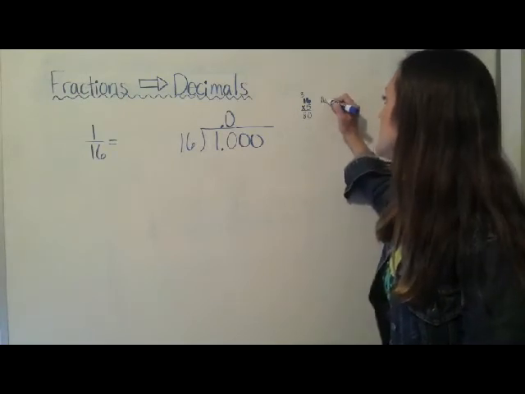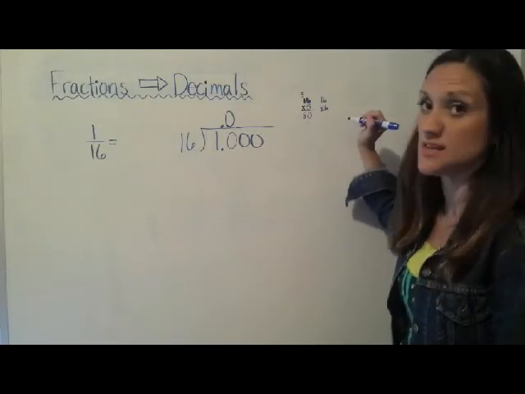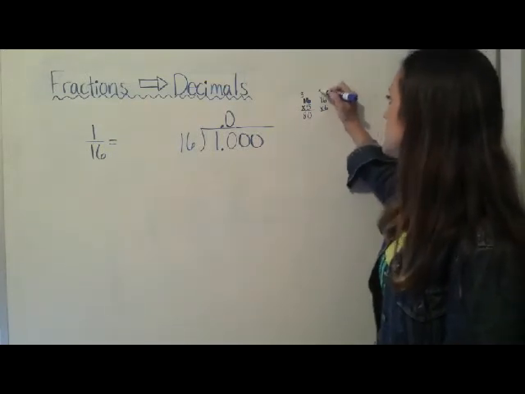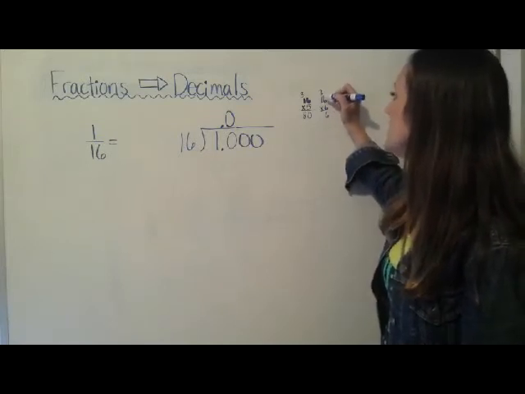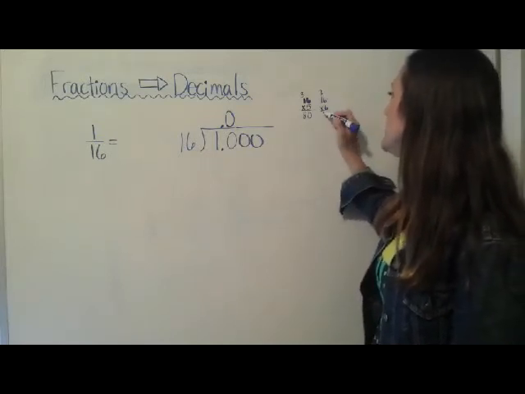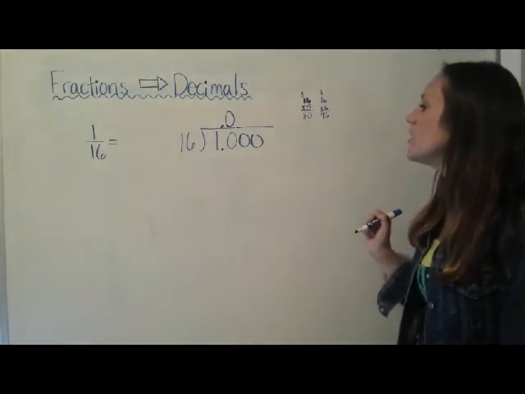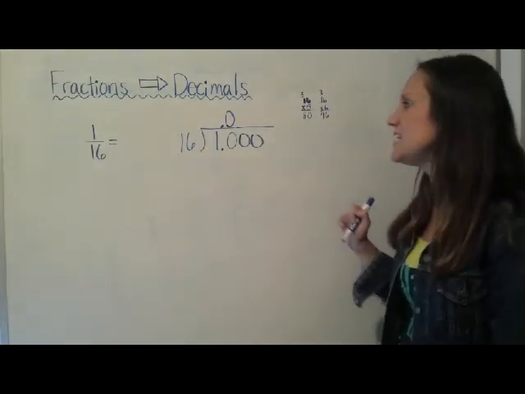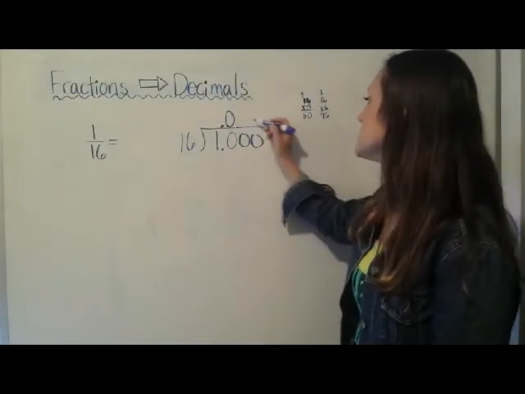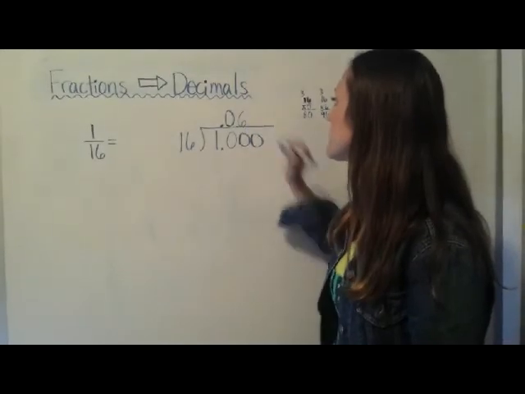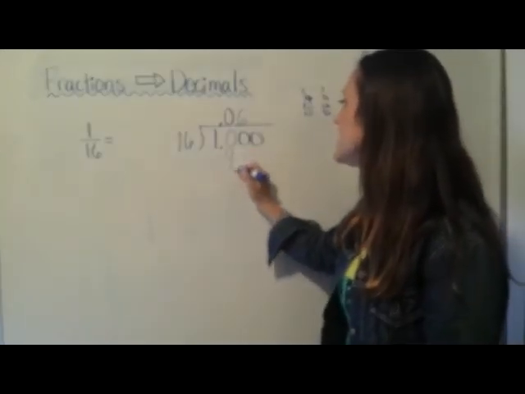So let's try 16 times 6. We'll have 6 16s instead of 5 16s. 6 times 6 is 36. 6 times 1 is 6, with 3 regrouped is 9. 96. Well, I think that's about as close as we're going to get to 100 without going over. So let's use 6. 16 times 6 is 96.